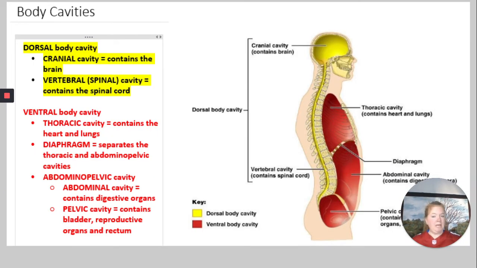Okay, so again, dorsal, cranial, spinal, ventral, everything else. Heart and lungs in thoracic, most of your digestive organs in your abdominal cavity, and in the pelvic cavity, your bladder, your reproductive organs, and also your rectum, which is part of your digestive system. And together, the abdominal and pelvic are called the abdominopelvic. The divider between the thoracic and the abdominopelvic is the diaphragm.